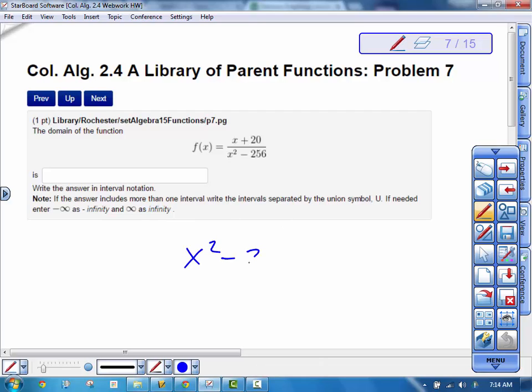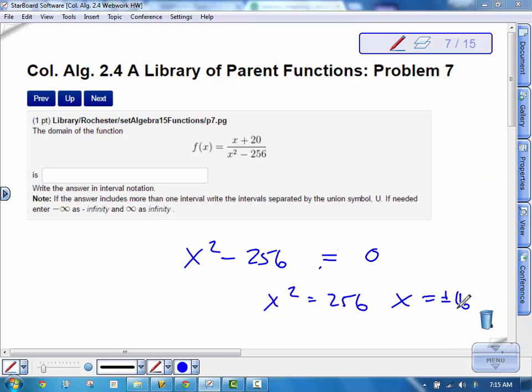All right, next problem is x squared minus 256 in the bottom here. That has to be greater than 0. It can't be equal to 0 either. I'm sorry. This cannot be equal to 0 only, because a 0 here would give us an undefined value. So let's find out when it is equal to 0. You add 256, you get x squared equals 256. Square root that, you get x equals plus or minus 16 are our problem areas. We can't have x be those values.